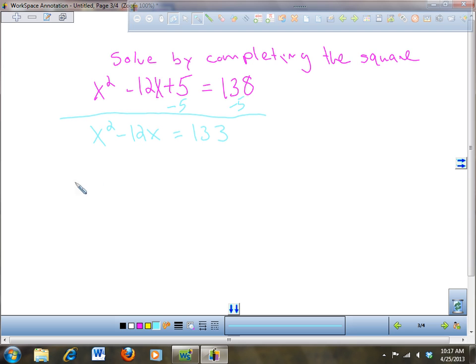All right? Now I want to do the completing the square thing. So I'm going to rewrite this in parentheses, and I'm going to take half of the second term. Okay? So what is half of the coefficient of the second term? What's half of negative 12?